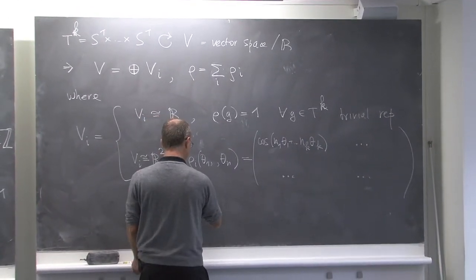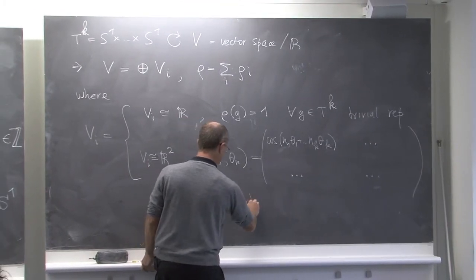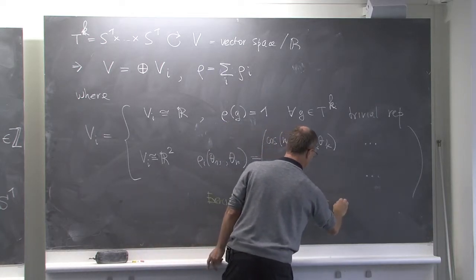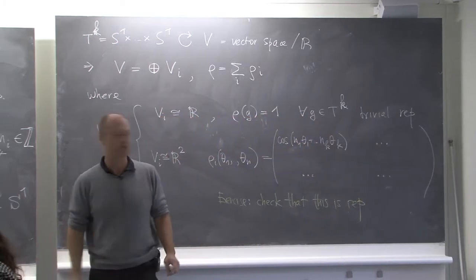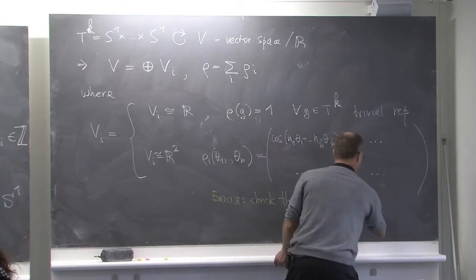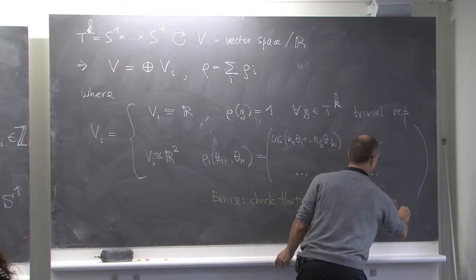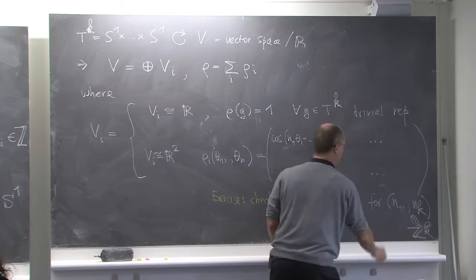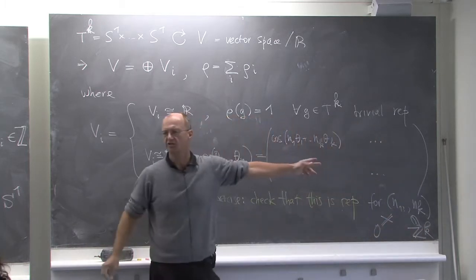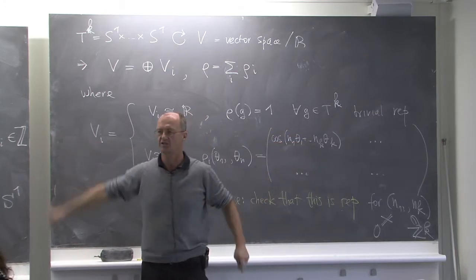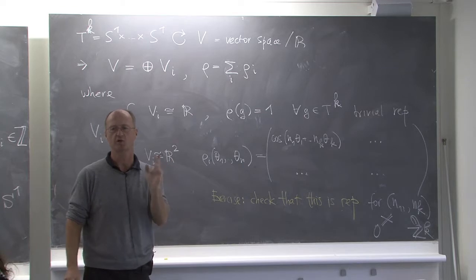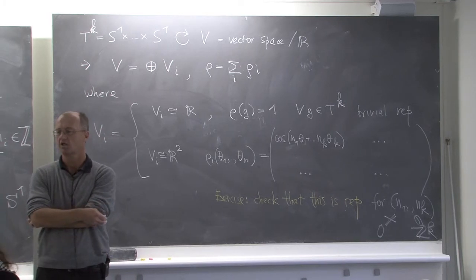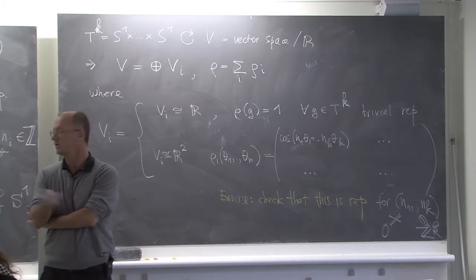So exercise: check that this is a representation for n_1 and k in Z to the power k. And of course, we assume that the vector is not equal to 0, because otherwise we get the same effect as before. It becomes the matrix 1, 0, 0, 1. So check that this is indeed a representation.